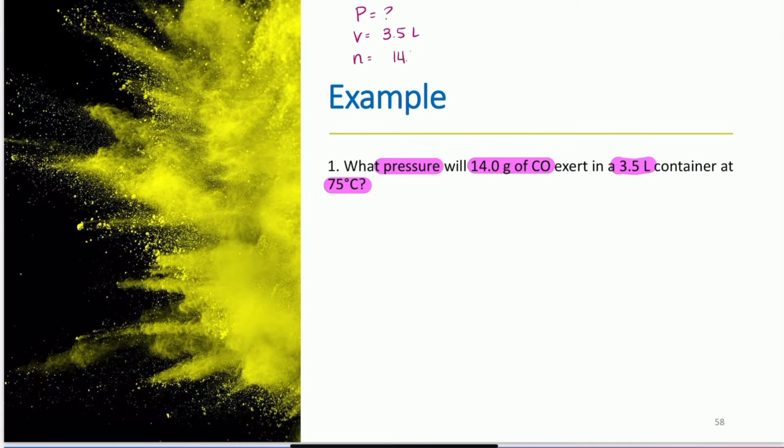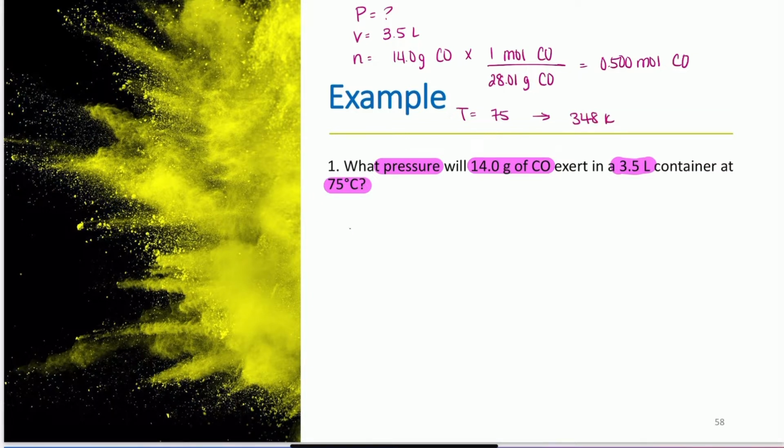I've got 14.0 grams of CO. Convert that to moles of CO. Carbon monoxide has a molecular weight of 28.01 grams per mole. So I have 0.500 moles of CO. And my temperature, 75 degrees C. Convert that to Kelvin, would be 348 Kelvin.